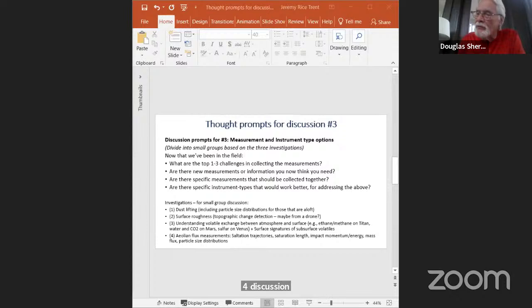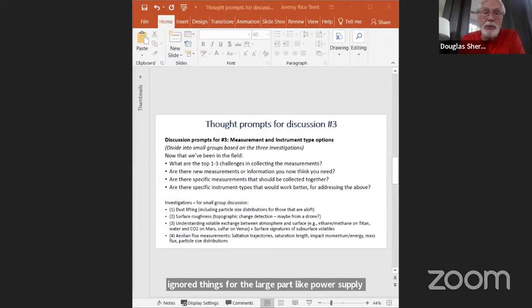For this conversation, we more or less ignored things for the large part, like power supply, weight, how the data would be handled, and we ignored quite a bit about reality. Part of our challenges that we did consider are durability of the instruments, and we assumed that dust accumulation on the instruments is a potential problem that could prevent efficient performance.